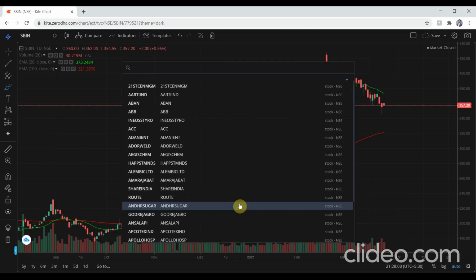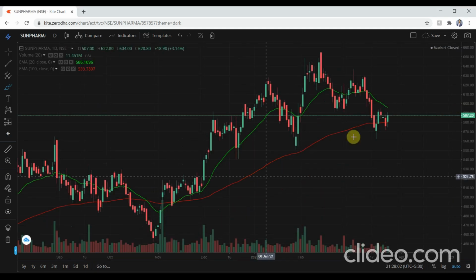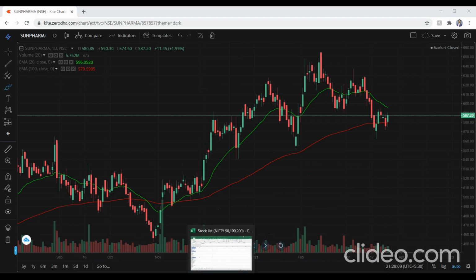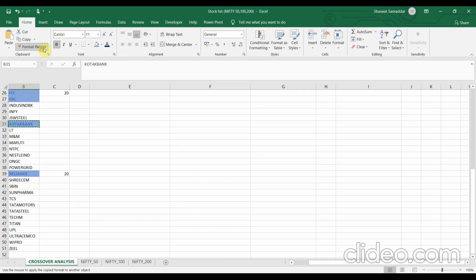Sun Pharma. Okay, so Sun Pharma is in a downtrend and it's about to show the crossover. So let's mark it as blue once again. Next is TCS.